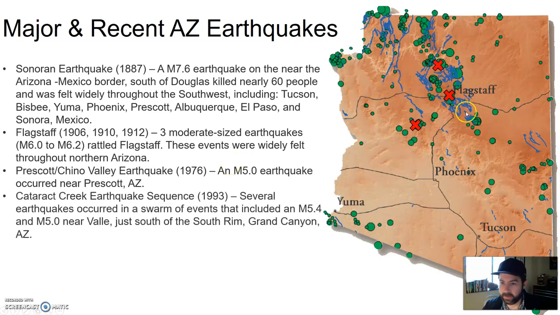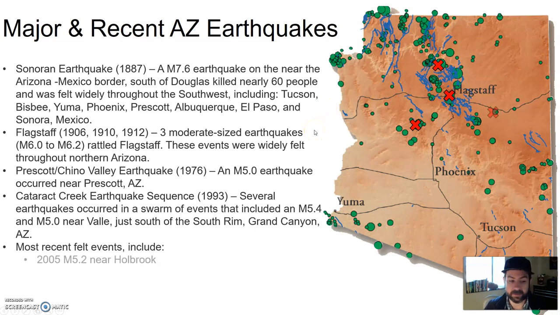1993, back up again in this seismic belt, the Cataract Creek earthquake sequence. So you had several earthquakes occur in a swarm event, kind of one after another, including a magnitude 5.4 and a magnitude 5.0 on the Richter scale, just south of the south rim of the Grand Canyon. So the Grand Canyon's right here, so these earthquakes were just south of that.